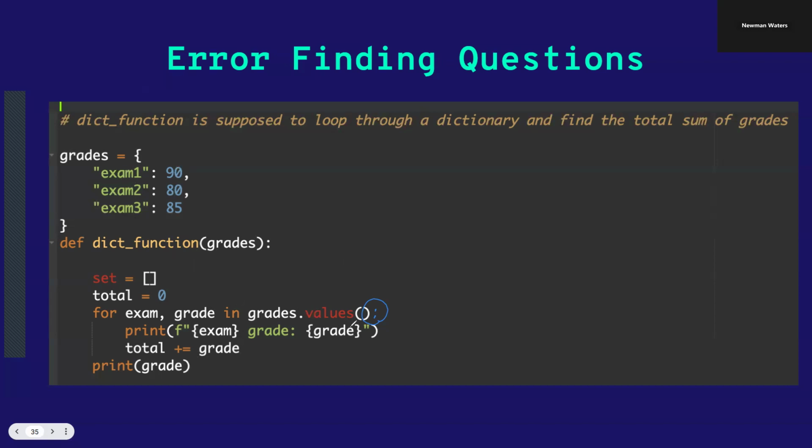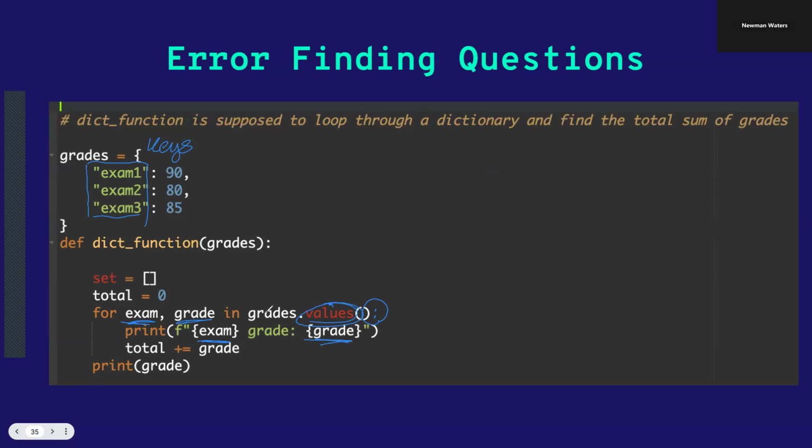You said this would be keys. So what would keys get us back? Yeah. But if we look at the rest of our for loop, we have these two variables, exam and grade, and then we're printing out the name of the exam and then the grade. So you're close that this is wrong, but what should it be replaced with instead?